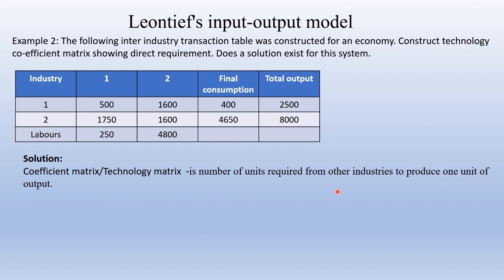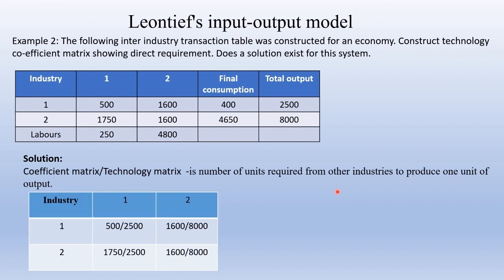To get technology matrix coefficient matrix, units in first column is divided by total output of first row, and units in second column is divided by total output of second row. Column 1 elements are divided by total output of row 1. 500 is divided by 2500, 1750 is divided by 2500.